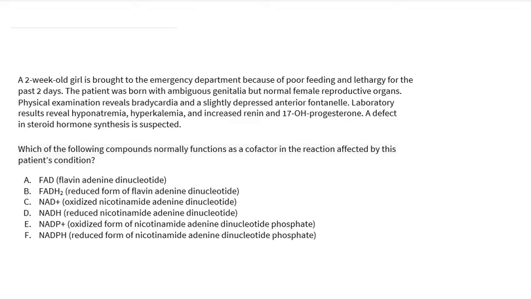A 2-week-old girl is brought to the emergency department because of poor feeding and lethargy for the past 2 days. The patient was born with ambiguous genitalia but normal female reproductive organs. Physical examination reveals bradycardia and a slightly depressed anterior fontanelle. Laboratory results reveal hyponatremia, hyperkalemia, and increased renin and 17-OH progesterone.